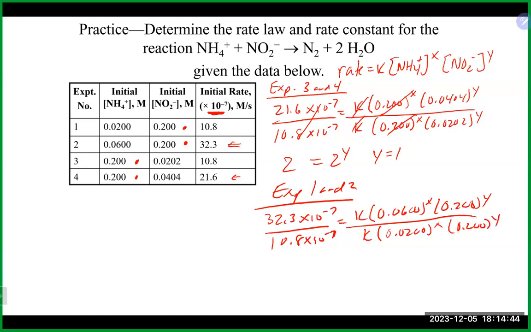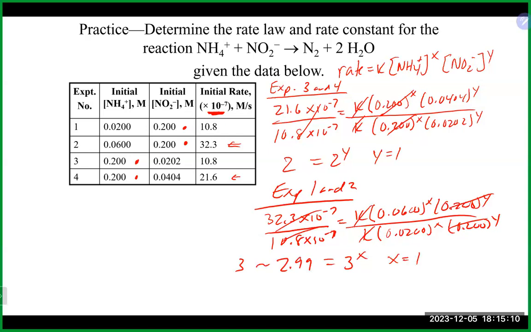And again, here we'll do a little math and we will get here about 2.99 is equal to, the other terms cancel. This will give us a 3 to the x, and this will cancel. That's pretty close to 3, I would say. So here our x is going to equal 1.